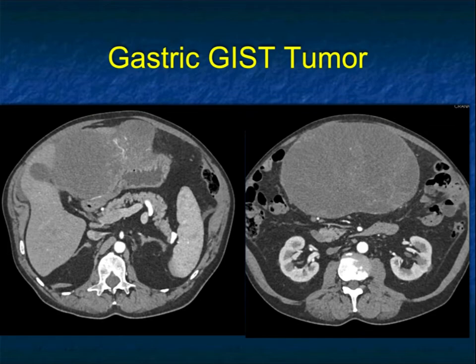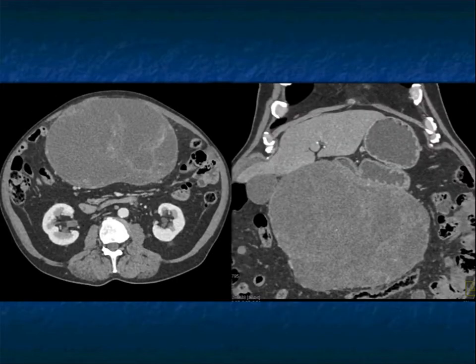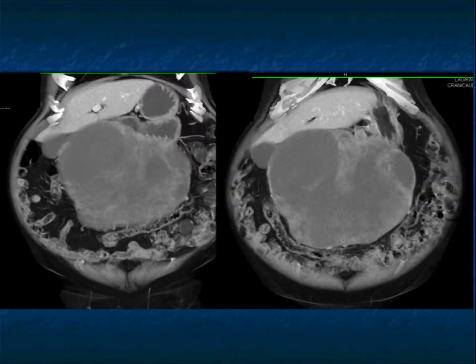Here's another one. Look how large this is. Again, the lesions will often hang down. They can hang all the way down into the pelvis. This one's almost 25 centimeters in cross-sectional size. And you can see it there. I mean, in differential, you can think about a big mesenteric mass, some sort of sarcoma, which of course this is, but it's really coming off the stomach.